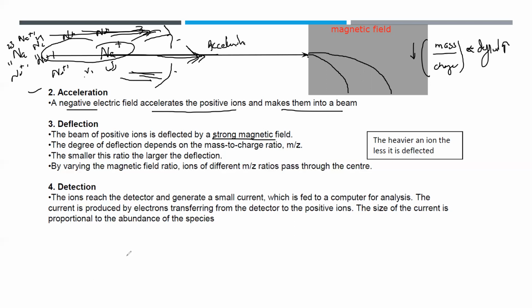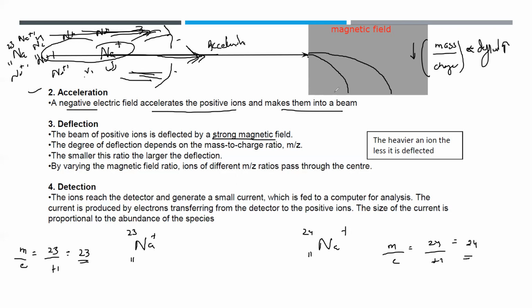So what is the mass to charge ratio? For example, we have two isotopes of sodium, 11 and 23 with a charge 1 plus, and another 11 and 24 with a charge 1 plus. What is the mass to charge ratio for the first one? Mass is 23 and the charge is plus 1, so 23 divided by plus 1. The mass to charge ratio is 23. For the second one, the mass is 24 and the charge is plus 1, so the mass to charge ratio is 24.